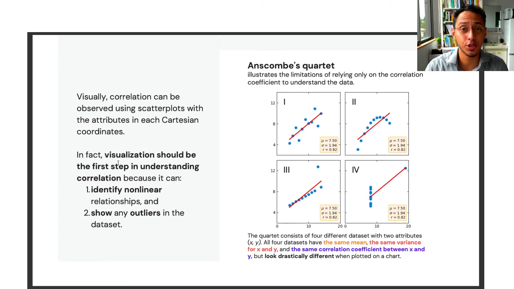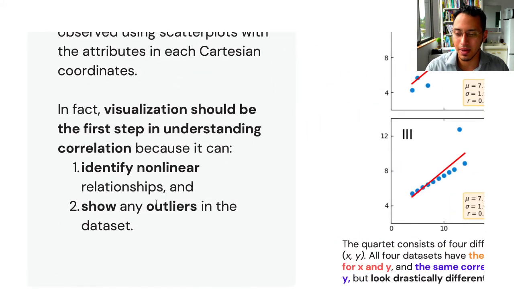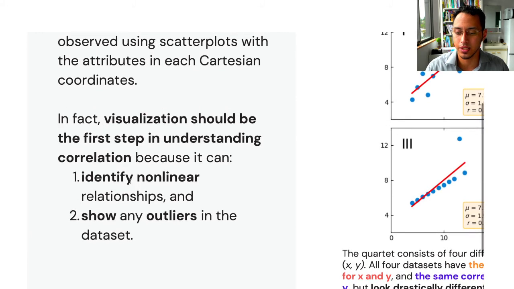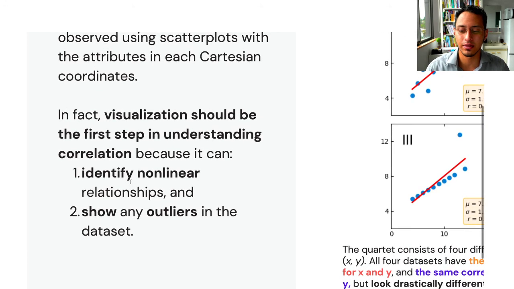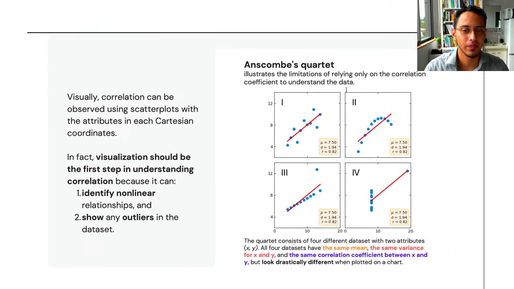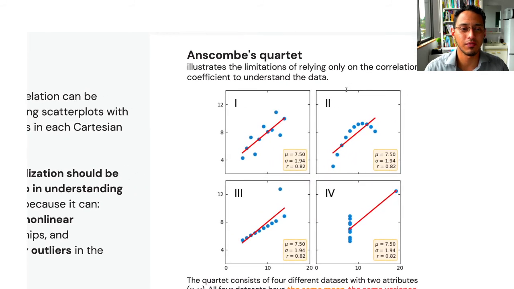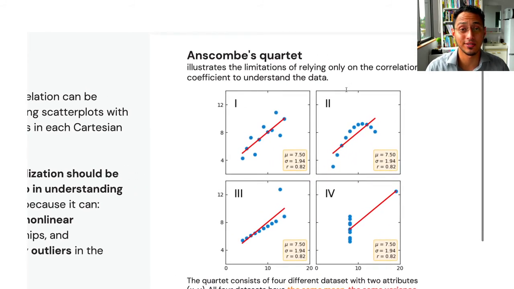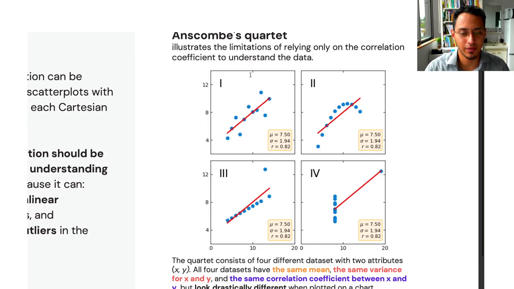Visualization should be the first step in understanding correlation before you decide anything with your Pearson correlation. Visualization can help identify non-linear relationships and can show any outliers in the dataset. This Anscombe's quartet illustrates the limitation of relying only on the correlation coefficient to understand the data itself. If you see these 4 pictures here, all of them have the same mean, the same variance, and also the same correlation.